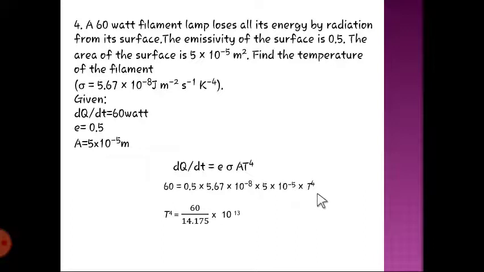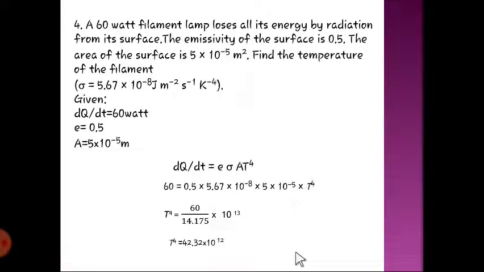By substituting all the values which are given in the example, we'll get this kind of answer. T raised to 4 is equal to 60 divided by 14.175 into 10 to the power 13. By solving this, what are we going to get? We are going to get this answer, 42 point.